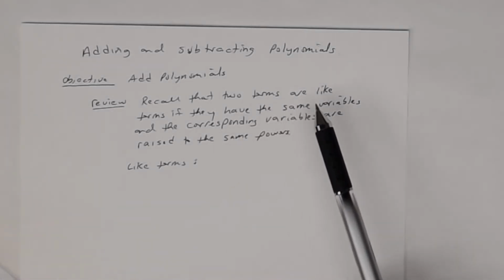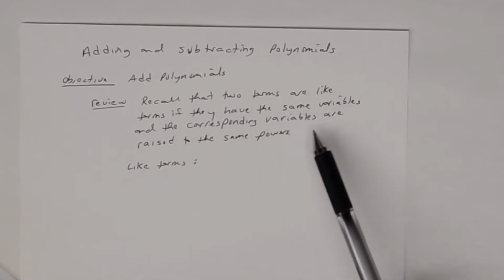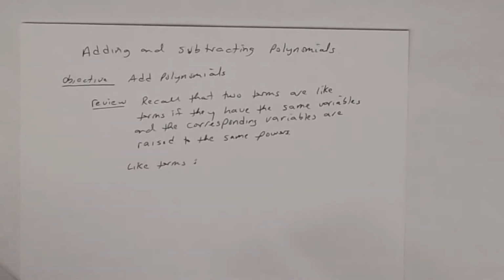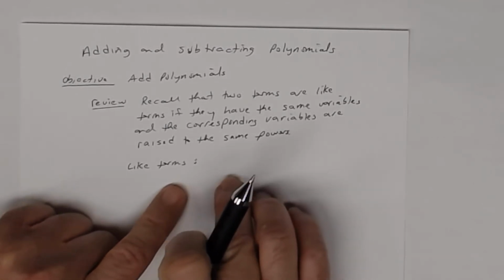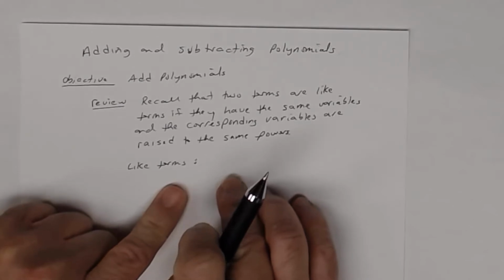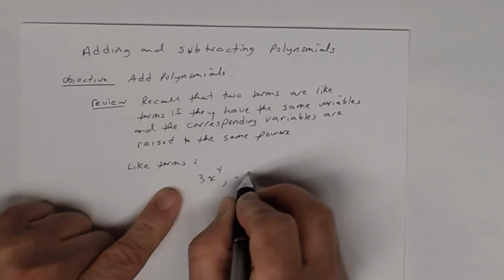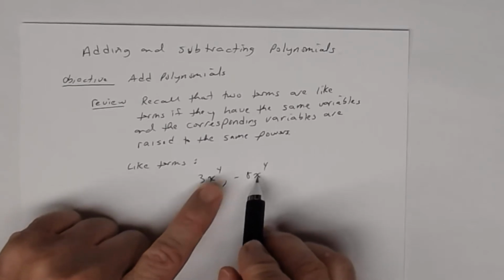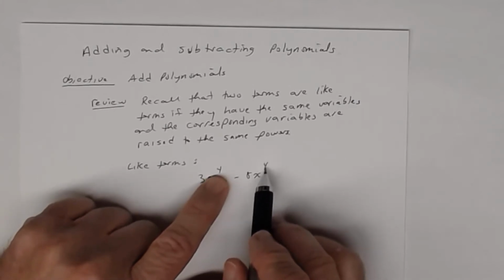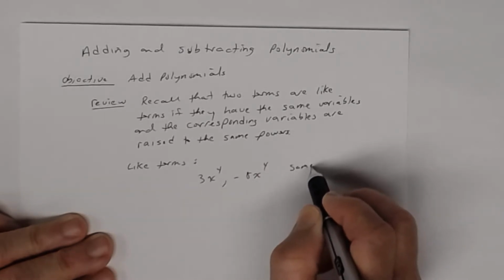So recall that two terms are like terms if they have the same variables and the corresponding variables are raised to the same power or the same exponent. So for example, the two terms I'm about to list are like terms: 3x to the fourth, comma, negative 8x to the fourth. Notice those two terms are like terms because they have the same variables. They both have the variable x, and the variable x has the same corresponding exponent. They're both being raised to the fourth power. So notice here the same exponent.